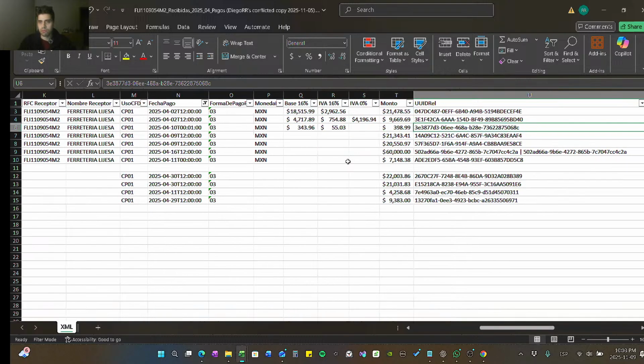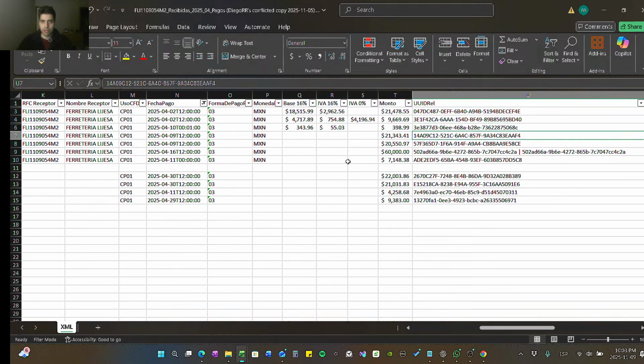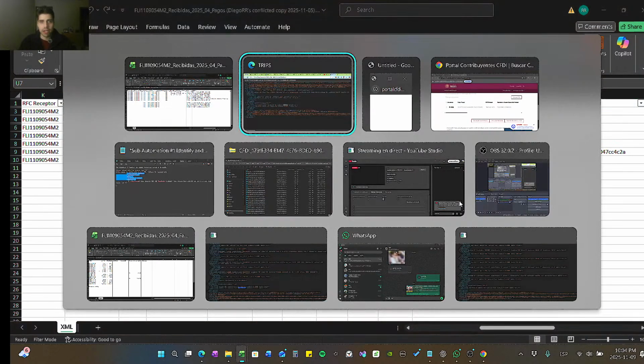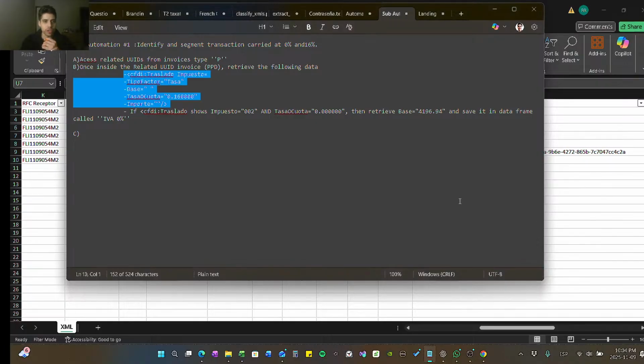Okay, so we go to the next one, which is this one, and it's the same process. So, well, I now have the potential workflow for this specific section of the automation. It's just a couple of steps, nothing too fancy.